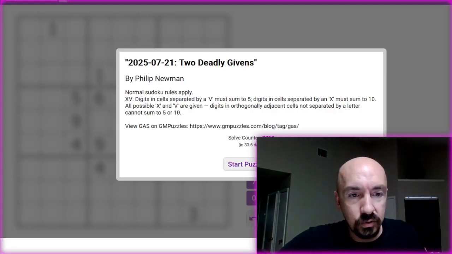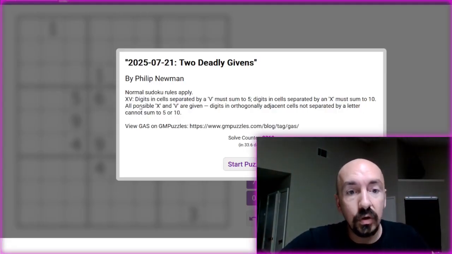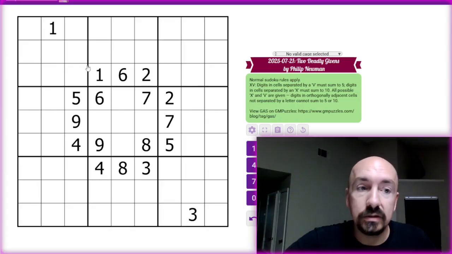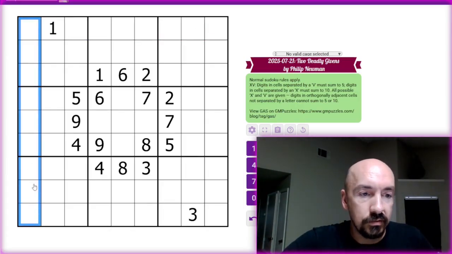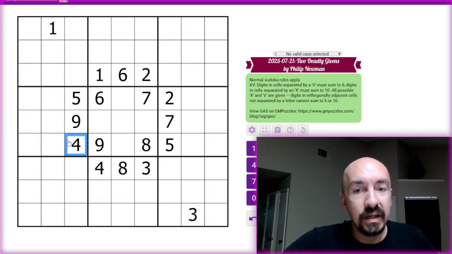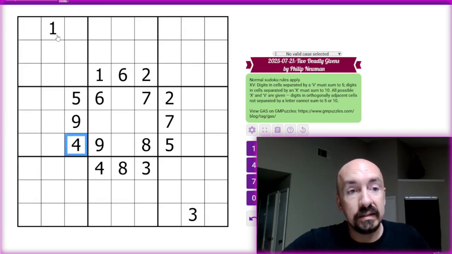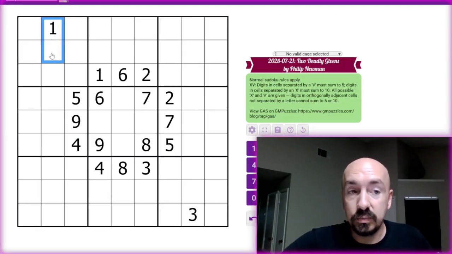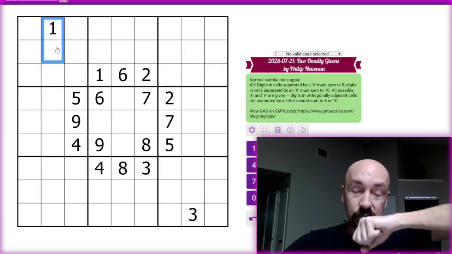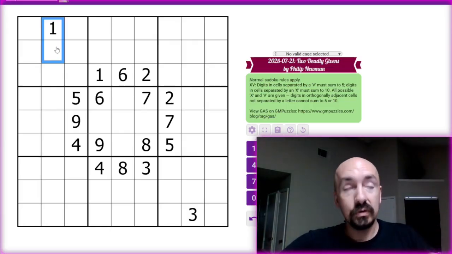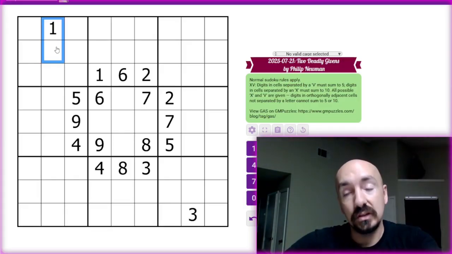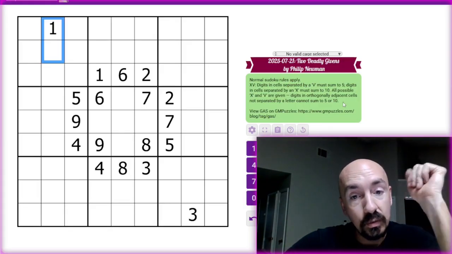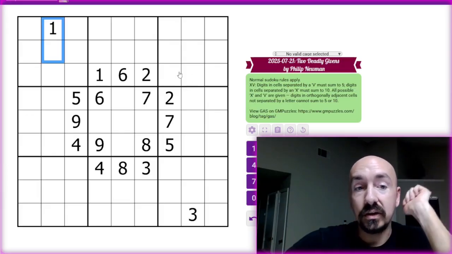All right, so normal Sudoku rules apply, and we have XV digits, but all possible XV are given. Normal Sudoku rules are 1 to 9 in every row, every column, and every 3x3 box. And now XV: anytime there's an X, the two digits have to add up to 10, just like the Roman numeral. And if it's a V, it has to add up to 5. Now it says all possible XVs are given.